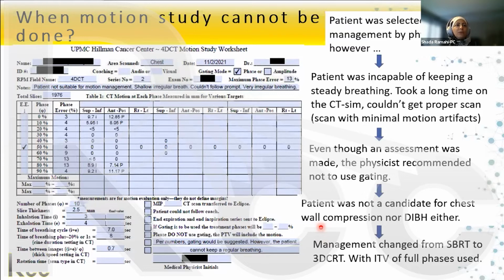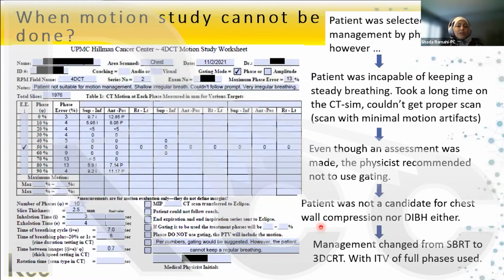It reaches a moment where you have to go, what are we doing to the patient? Are we torturing them? Is it worth the trouble, the time? And yet we're not going to get good treatment quality because the patient cannot at all tolerate or follow prompts for regular breathing versus clinical management. And that's really a physician's decision. However, the input of the physicist has to be taken into consideration.